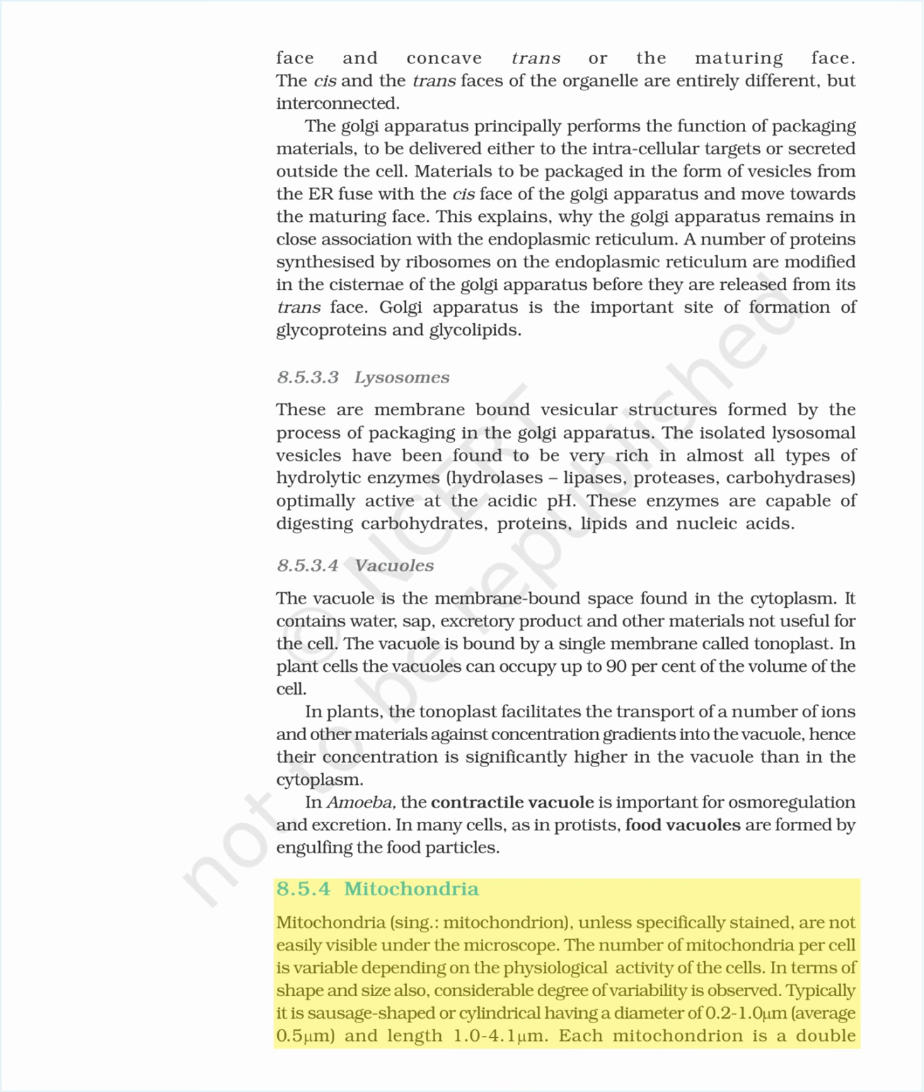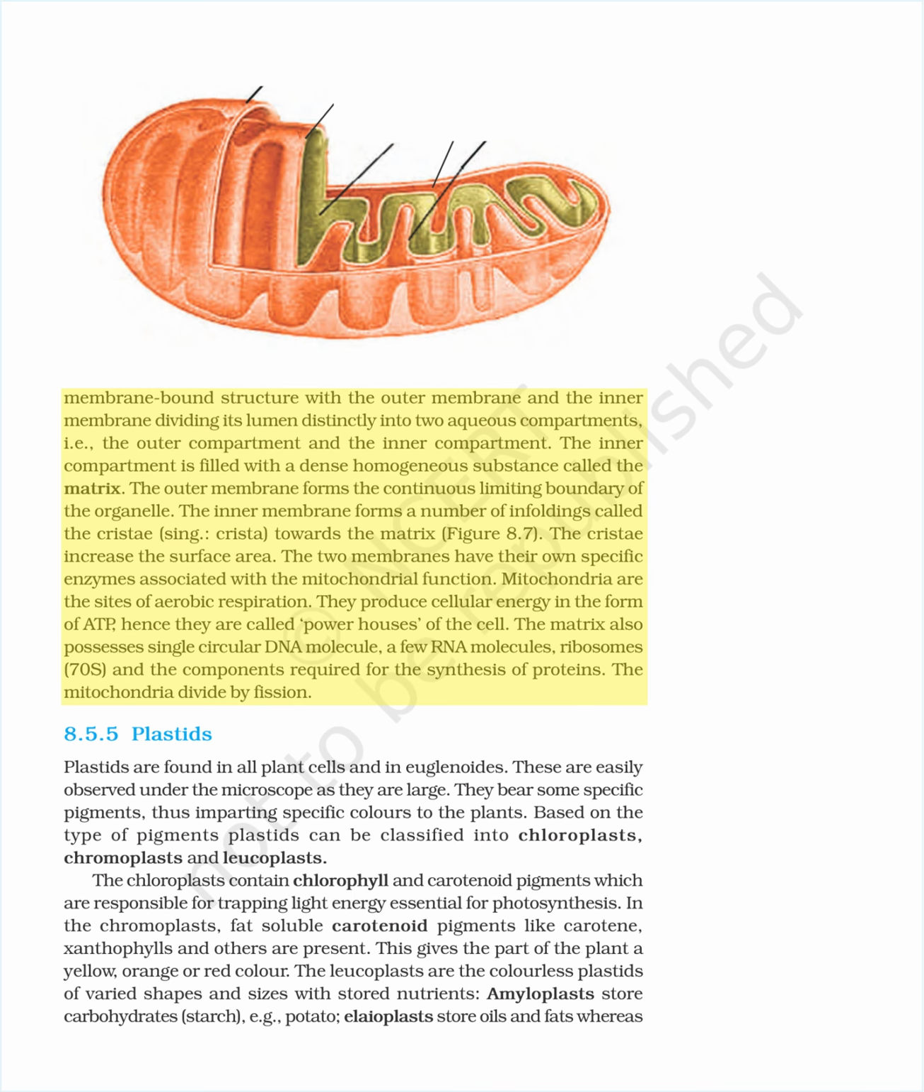Each mitochondrion is a double membrane-bound structure with the outer membrane and the inner membrane dividing its lumen distinctly into two aqueous compartments, i.e., the outer compartment and the inner compartment. The inner compartment is filled with a dense homogeneous substance called the matrix. The outer membrane forms the continuous limiting boundary of the organelle. The inner membrane forms a number of enfoldings called the cristae, crista, towards the matrix, figure 8.7. The cristae increase the surface area. The two membranes have their own specific enzymes associated with the mitochondrial function.